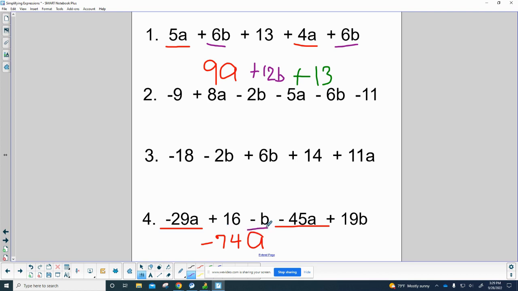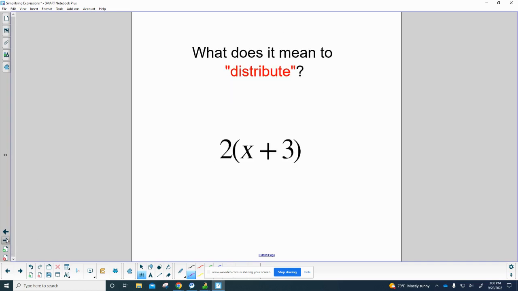So our b terms, negative 1b plus 19b, that's going to give us a grand total of 18b. And last but not least, we have our constant right there, which is plus 16. And we have indeed made this expression quite a bit more simple than it started out to be.